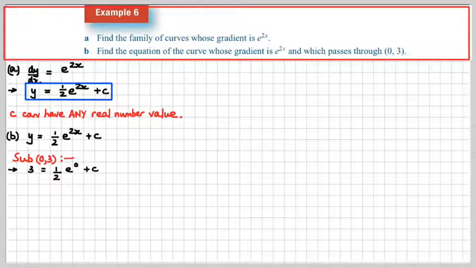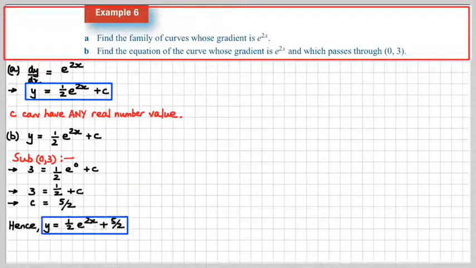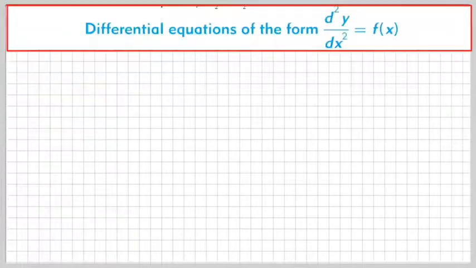Sub in naught and 3, what do you get? 3 equals half of e to the naught, plus c. E to the naught is 1, so 3 is a half plus c, so c must be 2.5. There it is. So our specific solution in this instance is y is a half of e to the 2x plus 5 over 2. Okay, here we go.